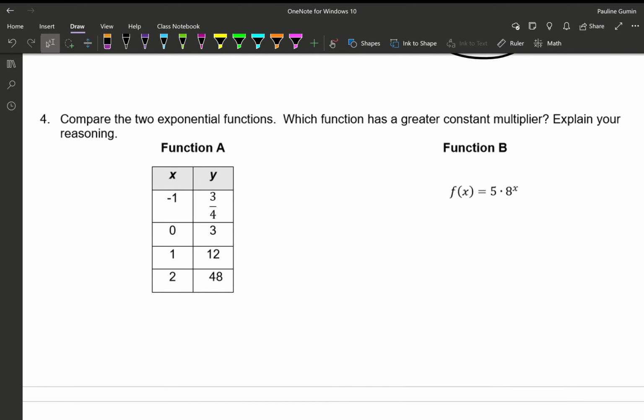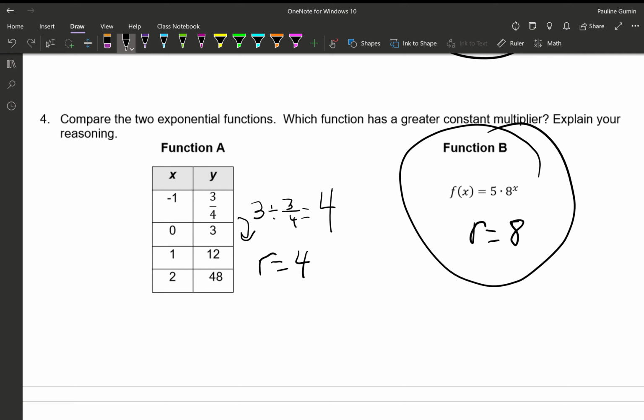Let's do the same thing for number 4. We're going to divide second term by first term. 3 divided by 3/4 is 4. So r equals 4 here. And for function b, r is 8. Function b is our answer.